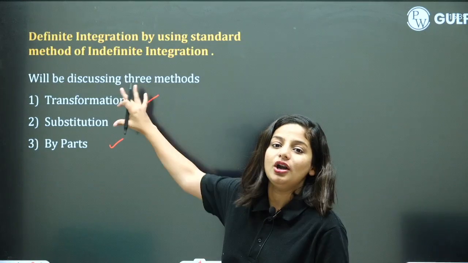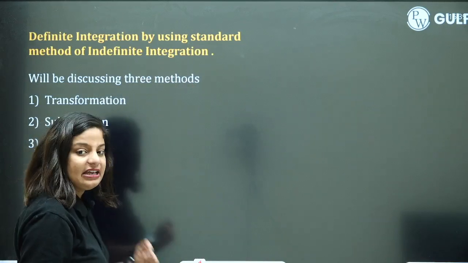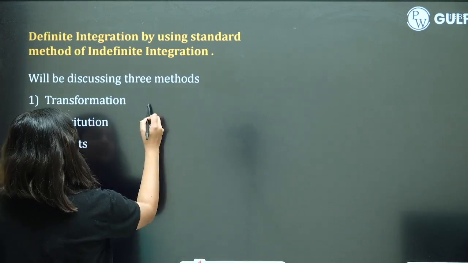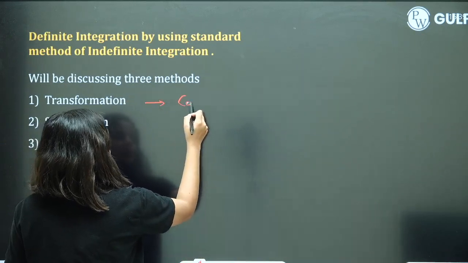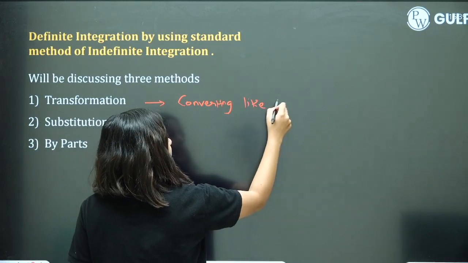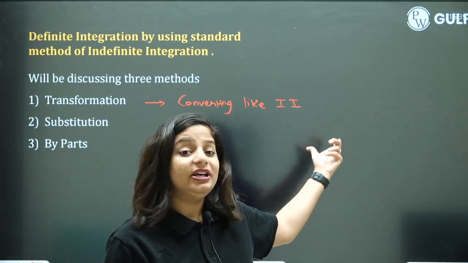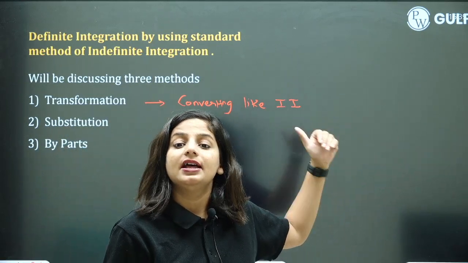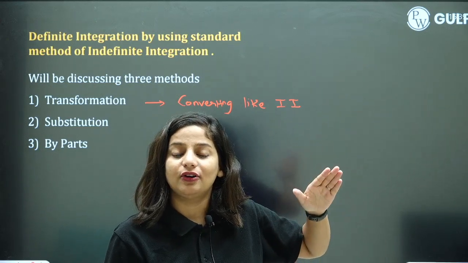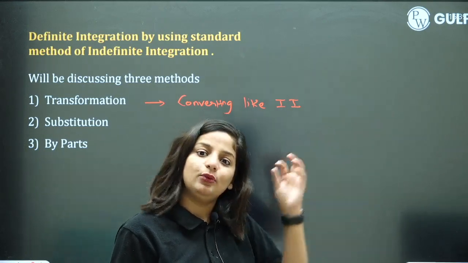Well, first, what is this transformation method? As I said, for solving questions on definite integration, you should know indefinite. So transformation is basically converting the question like indefinite integration. Particular functions. How many types of particular functions? 6 types. Then 6 types of trigonometric functions: higher power to lower power, product of sine and cos, even odd powers. I hope those who have watched the video of indefinite will be able to connect with me.